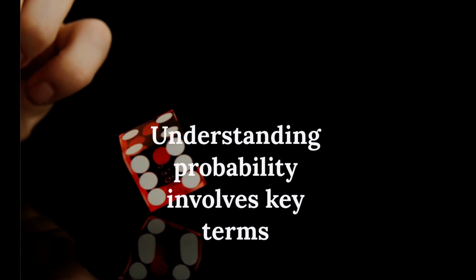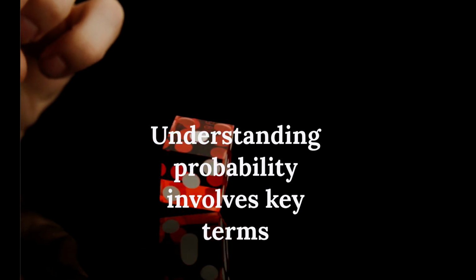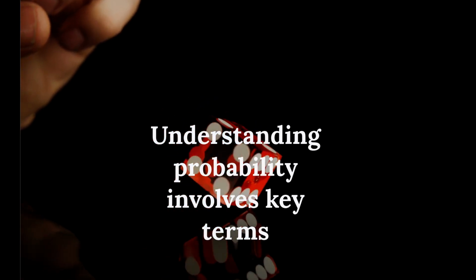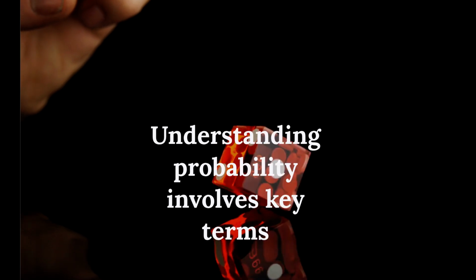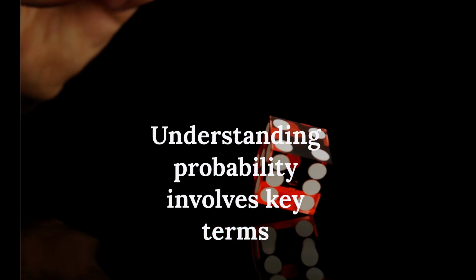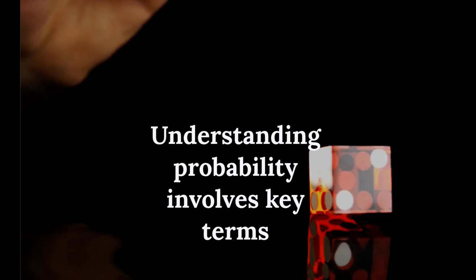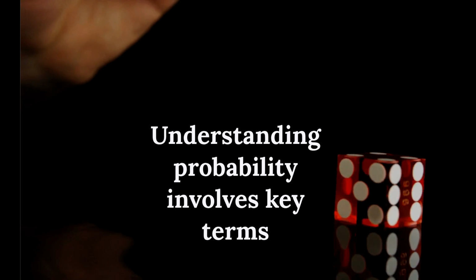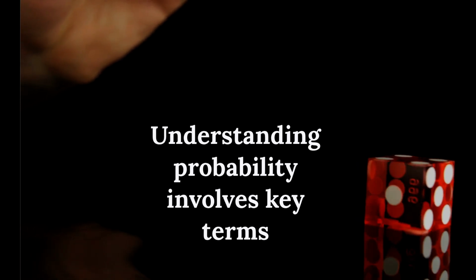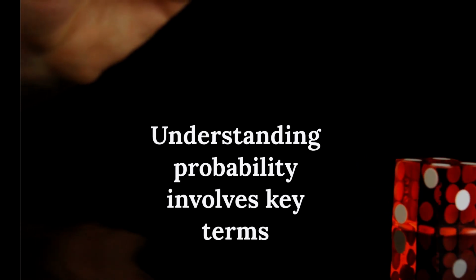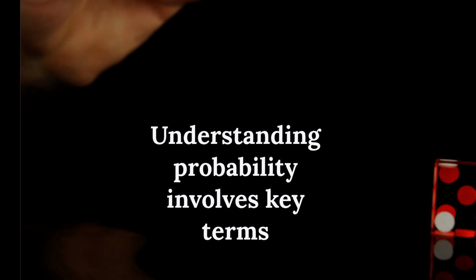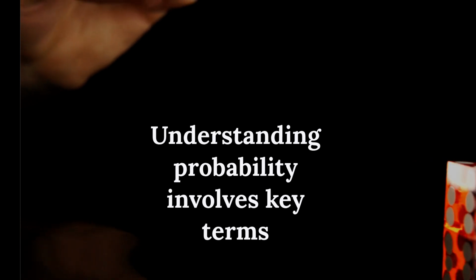Understanding probability requires knowing key terms like experiment, outcome, and sample space. An experiment, like rolling a die, produces outcomes. The sample space includes all possible outcomes, such as numbers on a die. Events are sets of outcomes, like rolling an even number. These terms translate real-world problems into data science solutions.